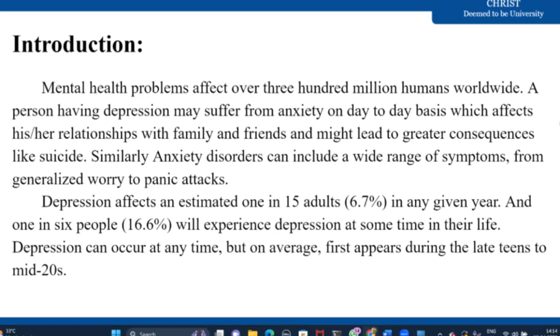Similarly, anxiety can also include a wide range of symptoms from generalized worry to panic attacks. Depression affects an estimated 1 in 15 adults in any given year, and 1 in 6 people will experience depression at some time in their life. Depression can occur at any time, but on average, first appears during the late teens to the mid-20s.